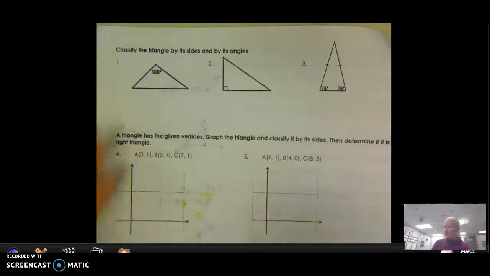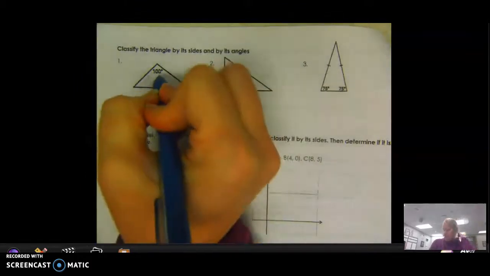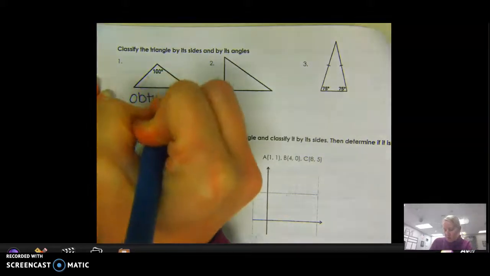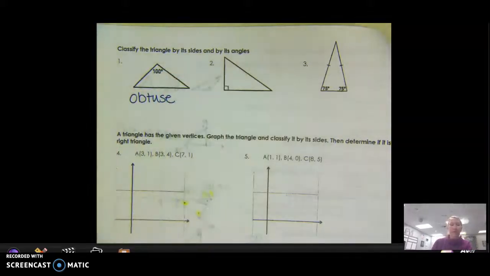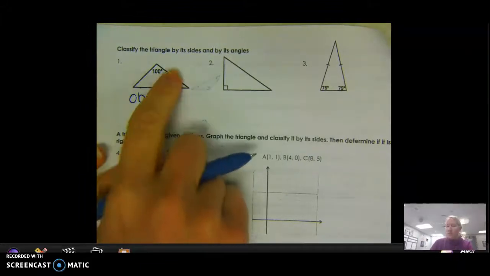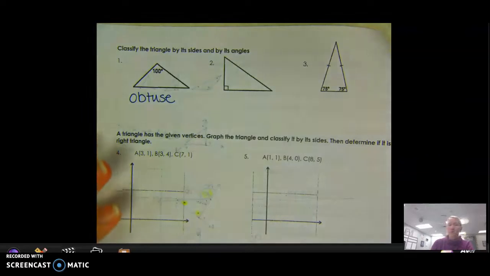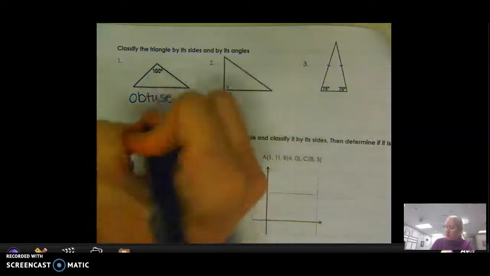Classify the triangles by its sides and by its angles. So this one has an angle measure of 100 degrees. That means that this is obtuse, because there's one angle that is more than 90 degrees. They have no markings for the sides, which tells me that since there are no markings, I cannot assume that any sides are the same length. So this would be scalene.